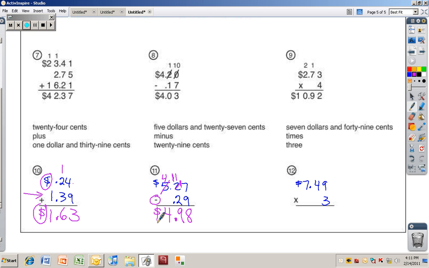$7.49 times 3. 9 times 3 is 27. Carry the 2. 4 times 3 is 12, plus 2 is 14. Carry the 1. 7 times 3 is 21, plus 1 is 22. Decimal point right in here, and a dollar sign in your answer.